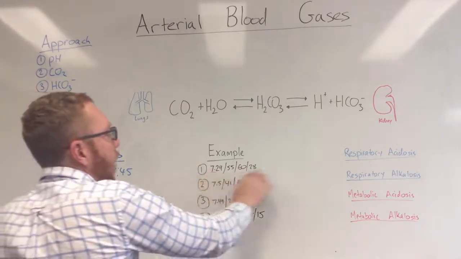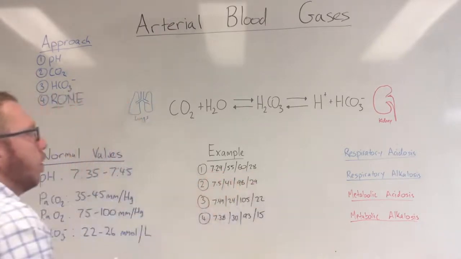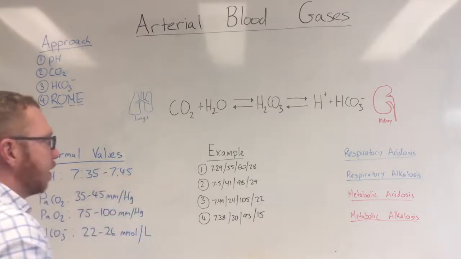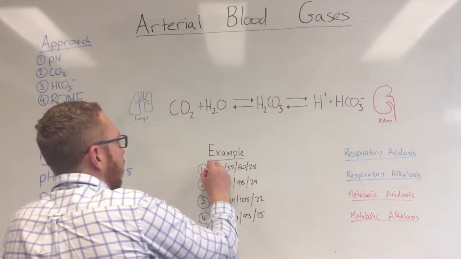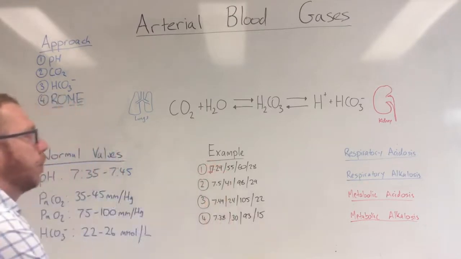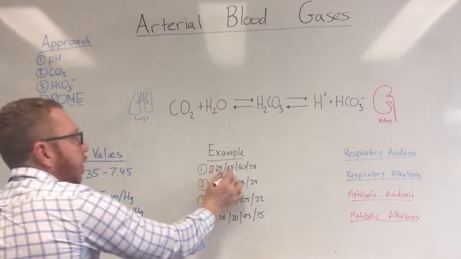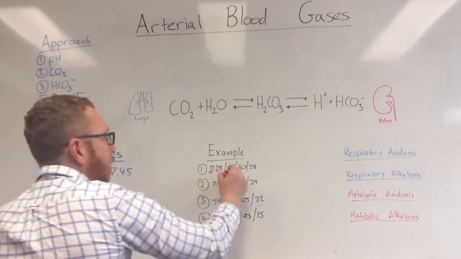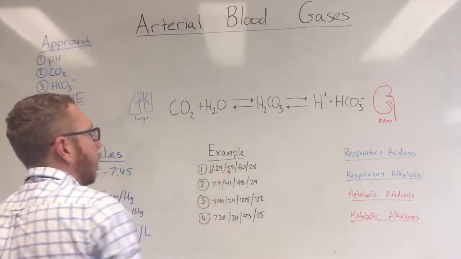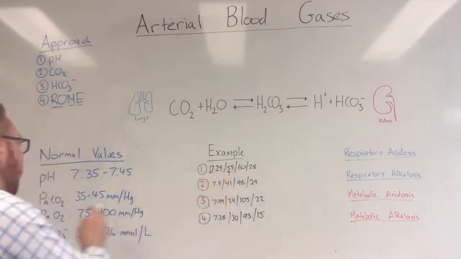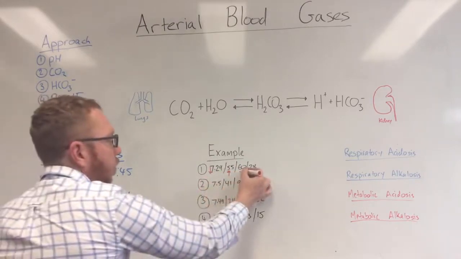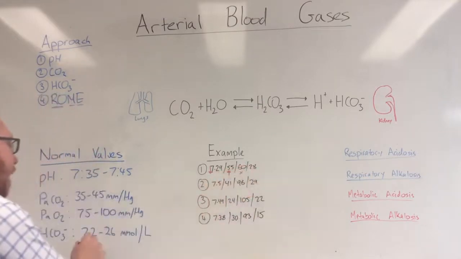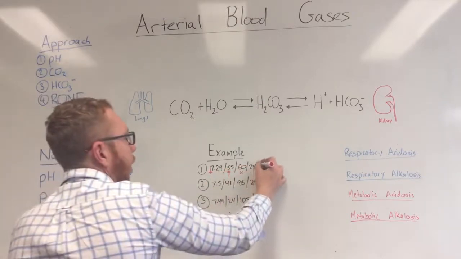So let's start with example 1, 7.29. pH should be 7.35 to 7.45, so we know that this is down, arrow down. Having a look at now the CO2, it's 35 to 45, we know that is up. So it's an arrow up. The 60 is actually low, so I'll just put a cross here. And then finally the bicarbonate is 28, which means it's high.